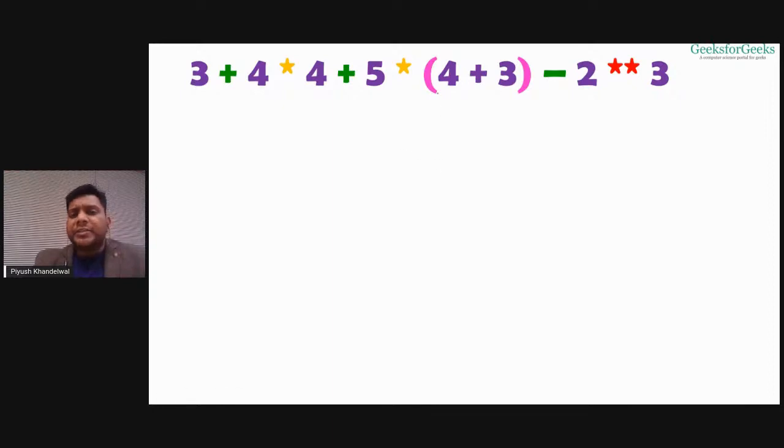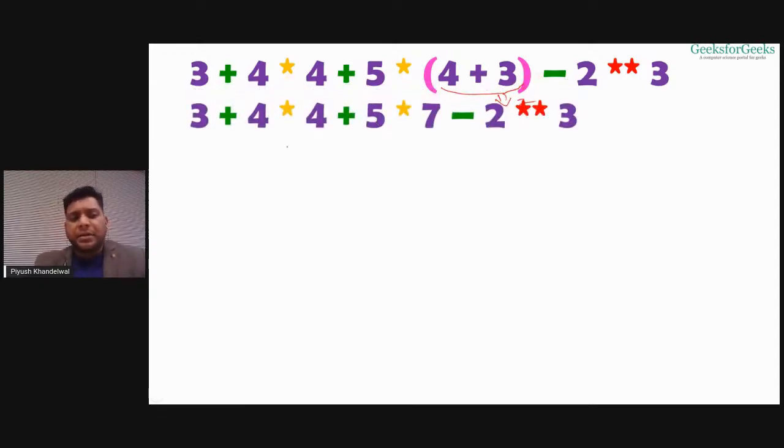This expression contains brackets. So first of all, the expression inside the brackets will be evaluated. It contains 4 plus 3, which gives me 7. So the expression becomes 3 plus 4 into 4 plus 5 into 7 minus 2 to the power 3.